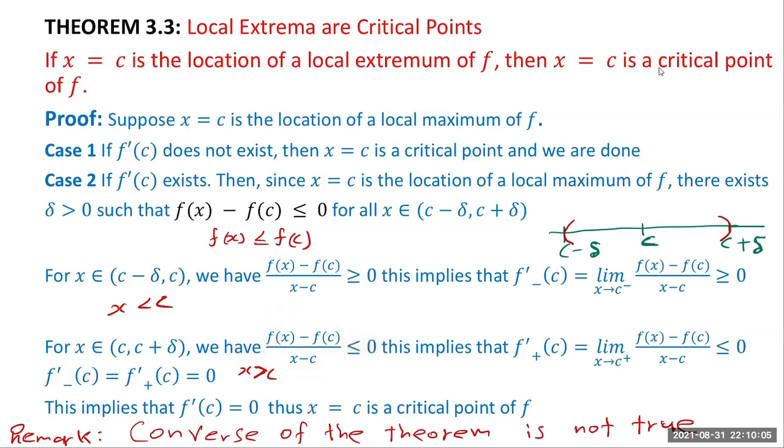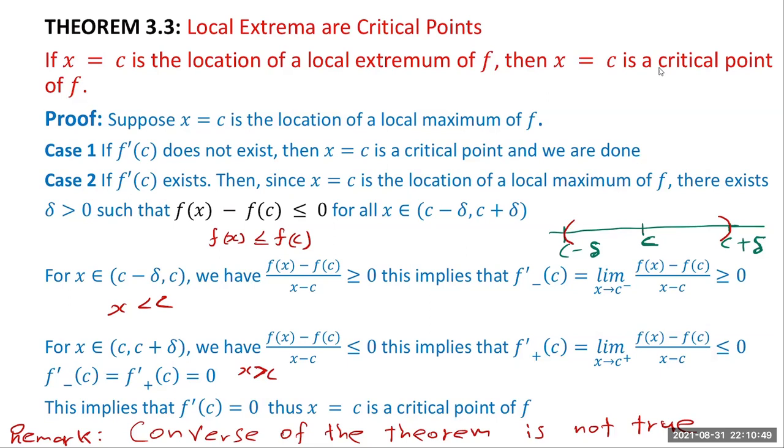Okay. Again, I'm going to consider this quantity and take the limit of that quantity as x approaches c from the positive side, from the right-hand side. I can do that because I restricted my x to the right half of this interval. So this limit value also should be less than or equal to 0, because this quantity is less than or equal to 0. But look at this limit. What is this limit? By definition, this is the right derivative of f at x is equal to c, which is denoted by f prime plus c.